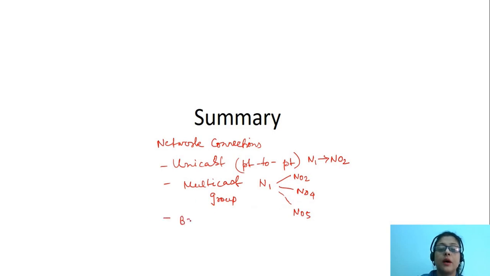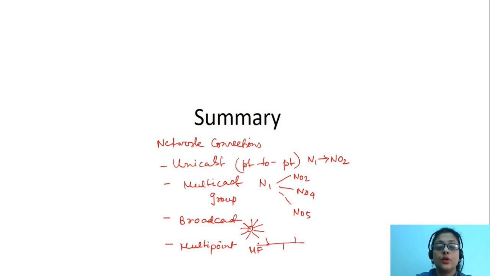Then we have learned about broadcast address, where there is a central node to which all the other nodes are connected and they receive the data. And last, we have learned about multi-point connection, where from a single mainframe, with the help of various tapping points, many nodes are connected with the help of a single bus.